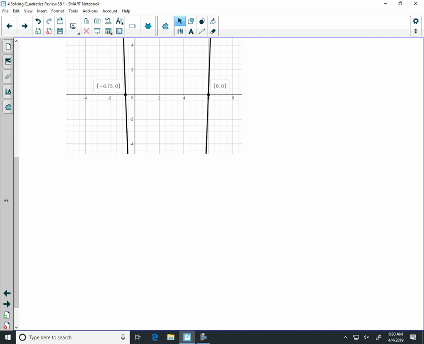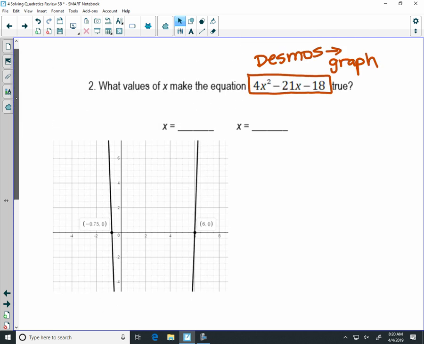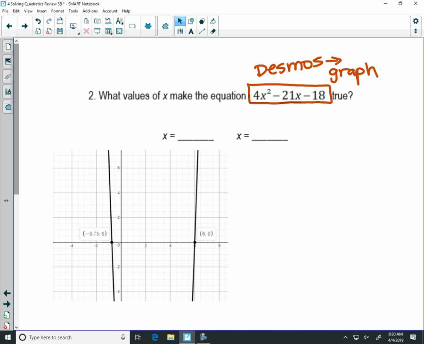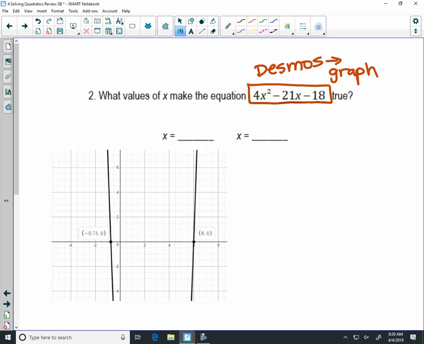So on this graph, of course, you can't see the vertex. It's going down, down and back up. But again, when we're looking for solutions or what values of x, we're looking for these x-intercepts. One of them's nice. 6 is a nice point. Negative 0.75 isn't too bad.